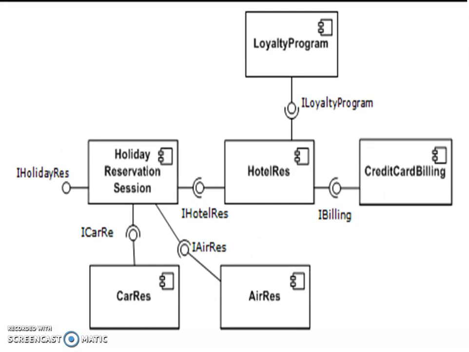Here is a simple example. Here the components are 1, 2, 3, 4, 5, 6: holiday reservation is a component, hotel reservation is a component, loyalty program is a component, credit card billing is a component, car reservation is a component, and then airline reservation. Then these indicate the interface for holiday reservation, interface for hotel reservation, interface for billing, interface for loyalty program, interface for car reservation, and interface for airline reservation. This small circle represents the interface created or provided by the component, and this semicircle is a required interface.